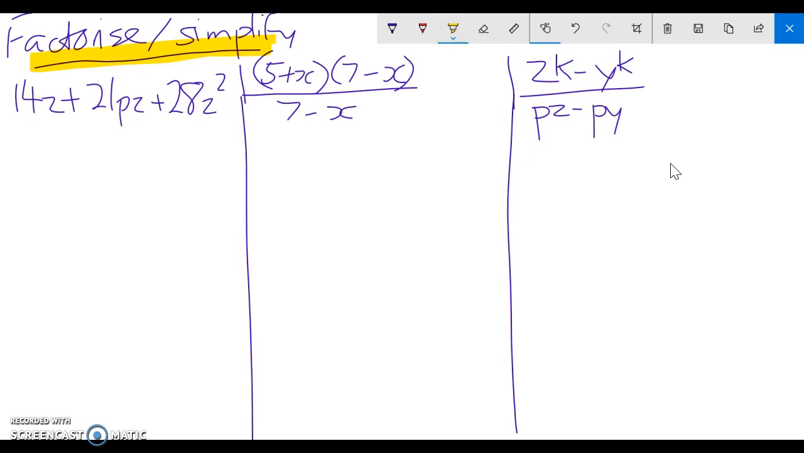Now when we're factorising, we're looking for something that is common in each term. The terms are things separated by plus and minus signs. So we're looking for something common to 14z, 21pz and 28z squared.